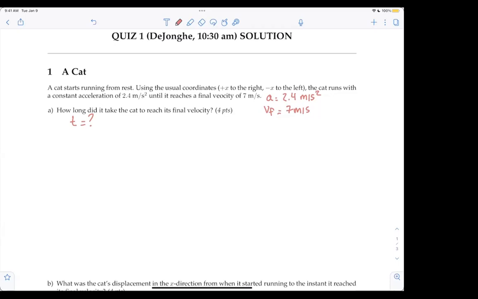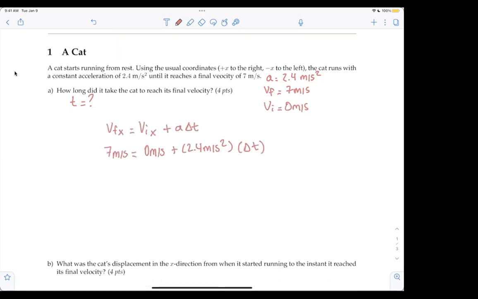So now that we have all those pieces of information available to us, we're trying to figure out time, right? So we have VF, 7 meters per second. VI, 0 meters per second. Acceleration is 2.4 meters per second squared. And then we're looking for time, so that's the unknown variable that we have to figure out. Let me know what you guys get for time.